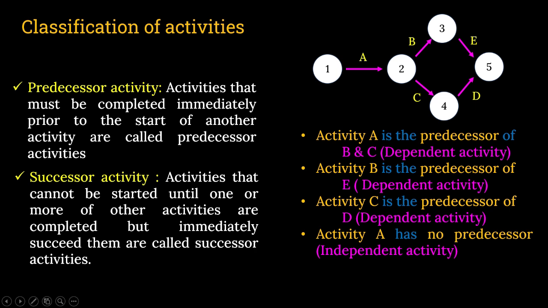So, activities that cannot be started until one or more other activities are completed, but immediately succeed them, are called successors. So in this case, B and C are the successors of A. A is the predecessor of B and C. Clear this concept? Okay.